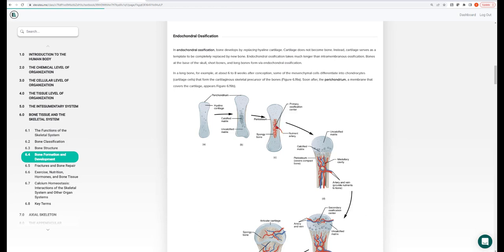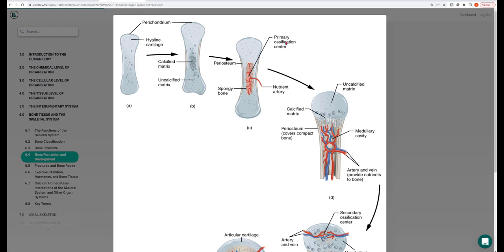Now, where that blood vessel penetrated in, that's the nutrient foramen carrying a nutrient artery. We call this region in the center the primary ossification center, right? It's the first place where bone starts to form. So we get sort of this bony change in the center. That continues to occur. But notice that the epiphyses, the proximal and distal epiphyses, are still completely cartilaginous.